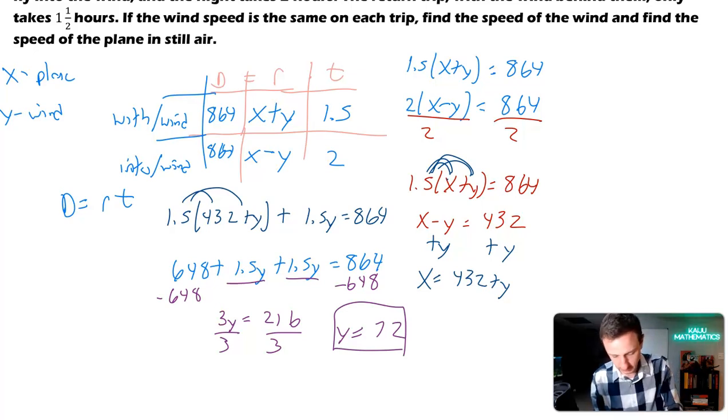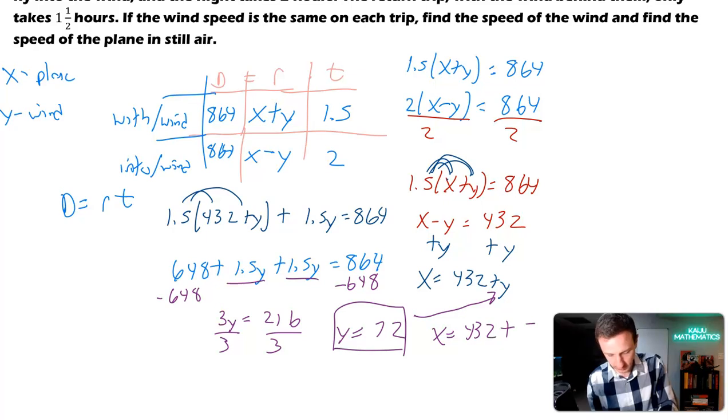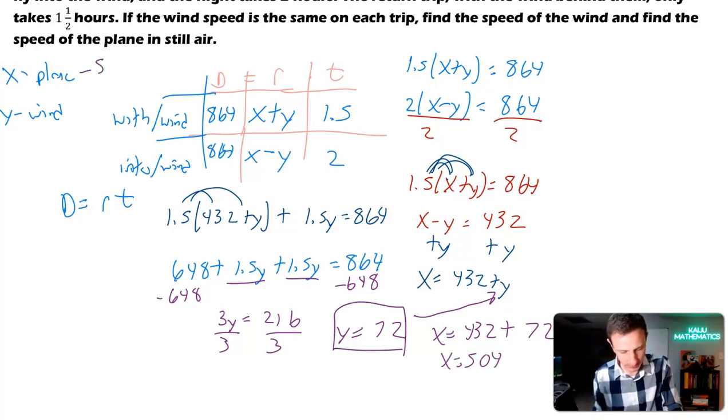Let's get x. So x is equal to 432 plus 72, which is 504. So what does this translate to? The plane speed is 504 and the wind speed is 72. I think these are all in miles per hour. So mph.